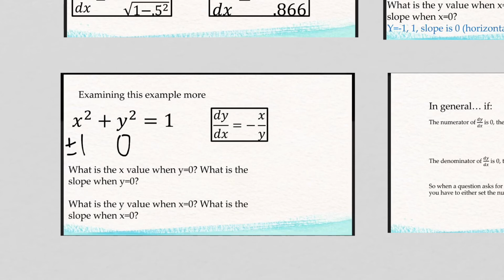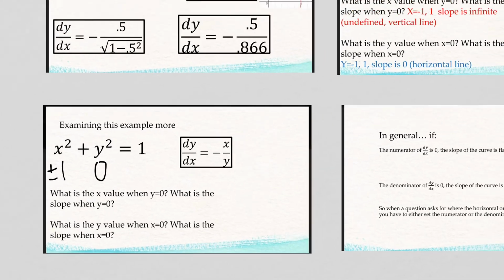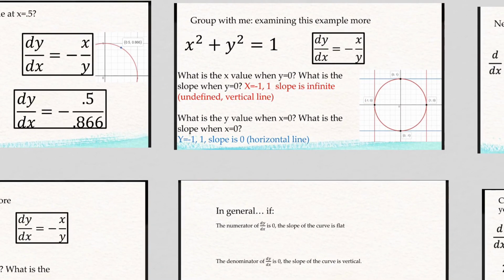And we get 1 over 0 or negative 1 over 0, which is undefined. And similarly, when x is 0, y is going to be plus or minus 1. But so we're going to have 0 on top, plus or minus 1 on bottom, and that's just going to give us a slope of 0, which would be flat. So let's look at our graph.